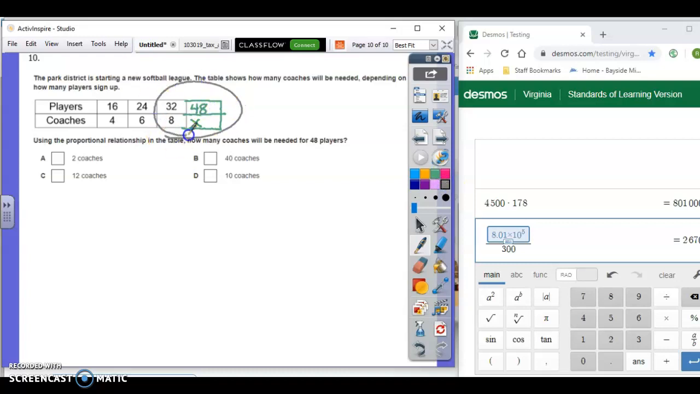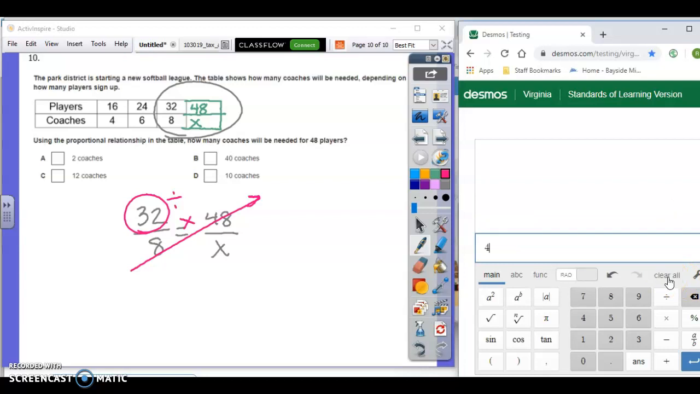So what I would do is I would just pull out this part of the table, set it up as a proportion, and solve. Same thing we've been doing the entire quiz. Multiply the numbers that are across from each other, divide by the number that's left. So we type in 48 times 8. Then we take that number and we're going to divide it by 32. And we get 12. So the answer would be 12 coaches.